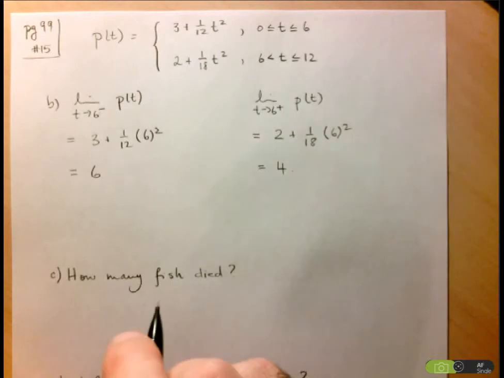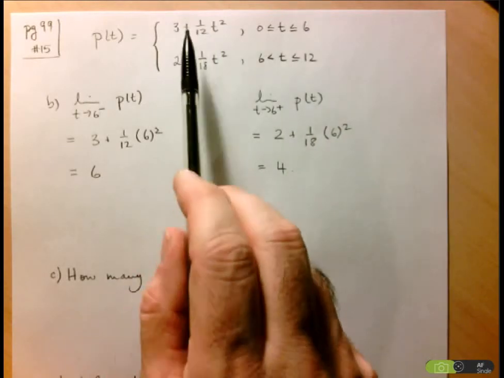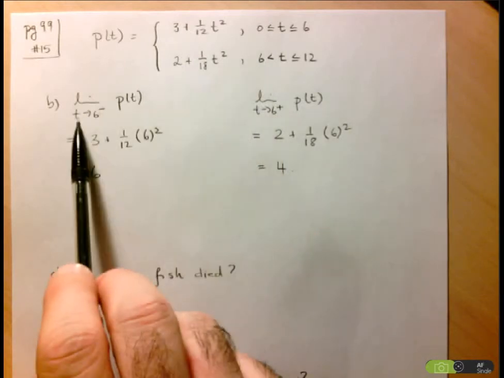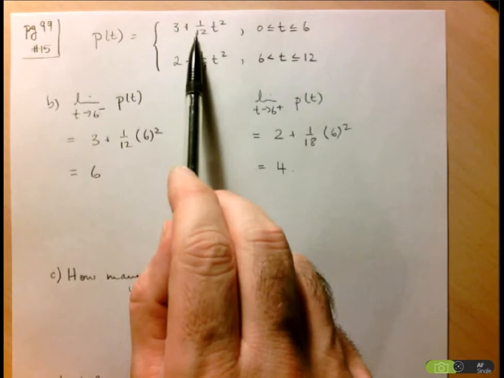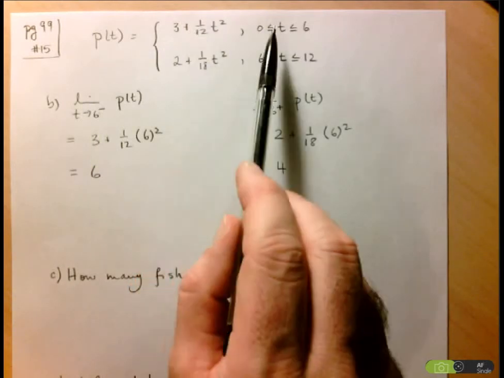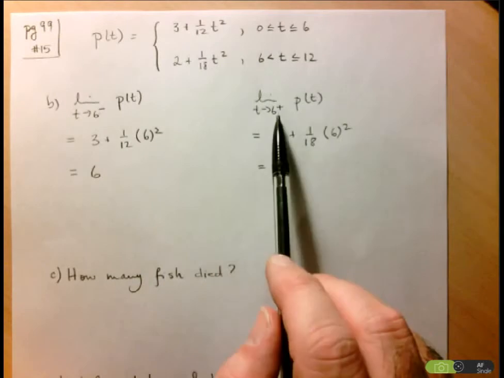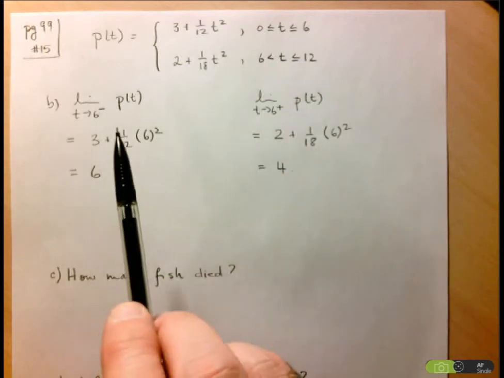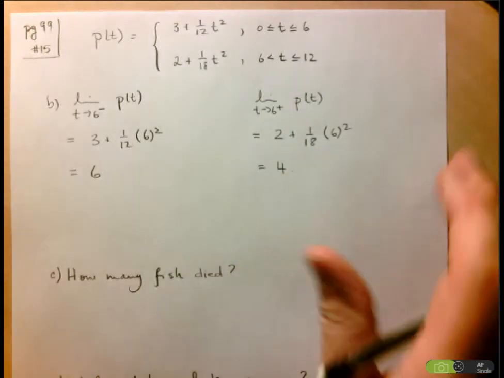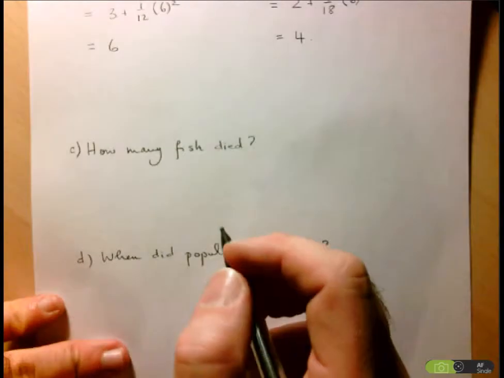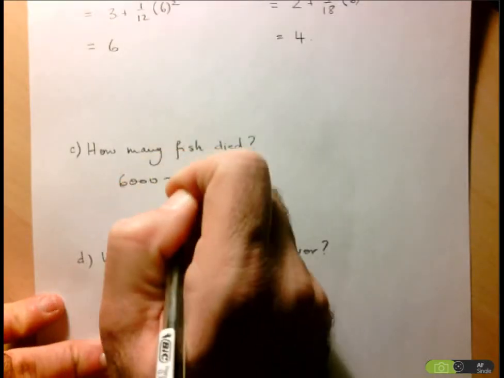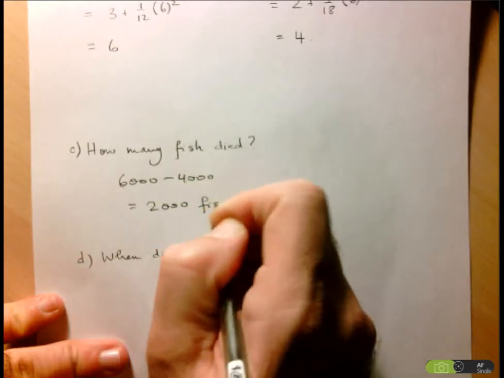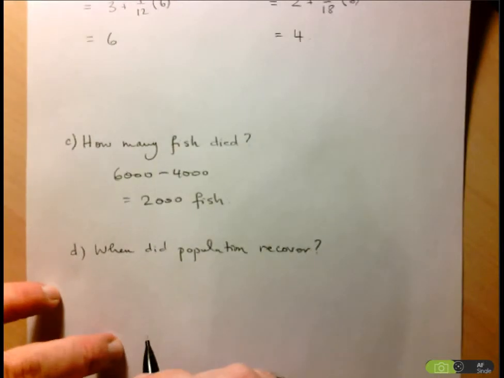So 4,000 fish. So again, because they're both quadratics, the limit will just approach the function value, but because we're approaching from the left, we use the equation that describes the values when t is less than 6, and when we're approaching from the right, we use the equation that describes the t values when they are greater than 6. Okay, so now from here, we can just answer question C very easily. It's just 6,000 minus 4,000, so it looks like 2,000 fish were lost in this catastrophe.